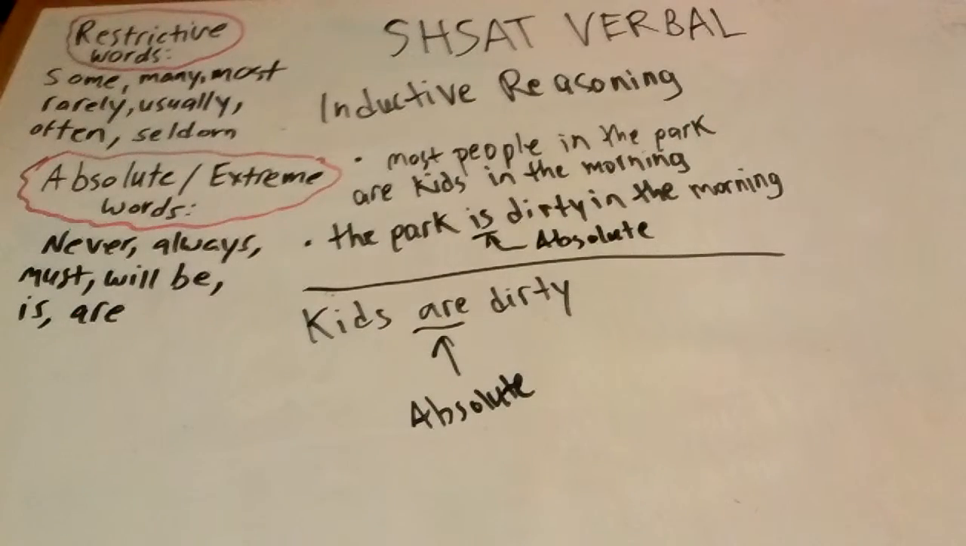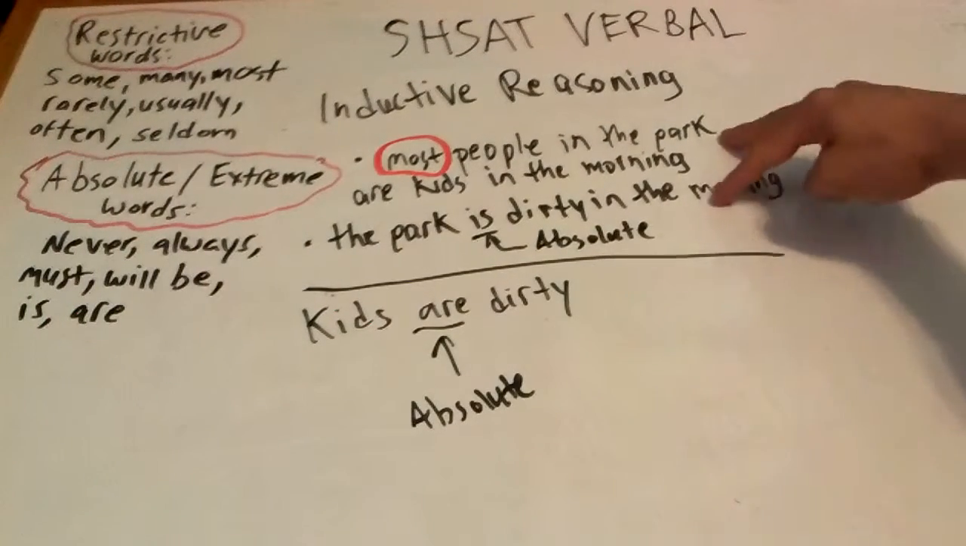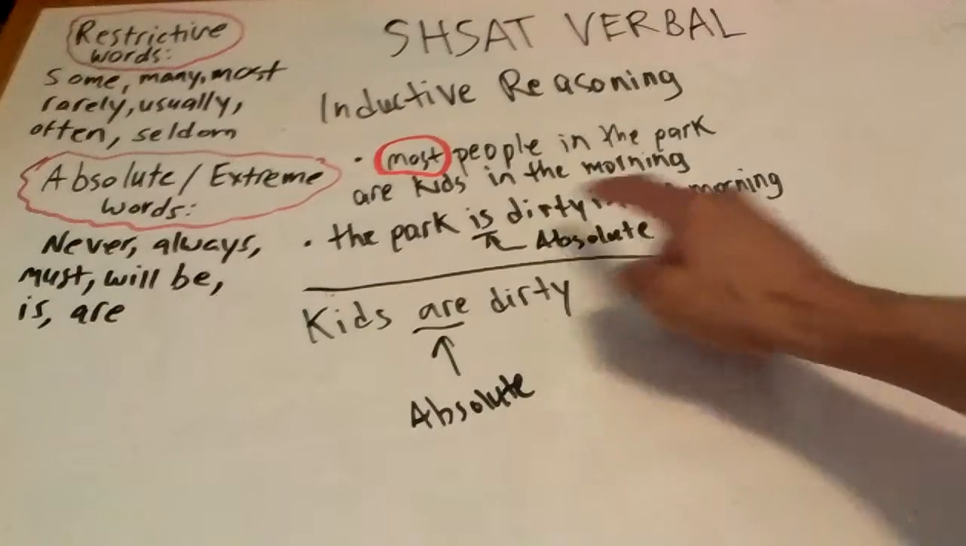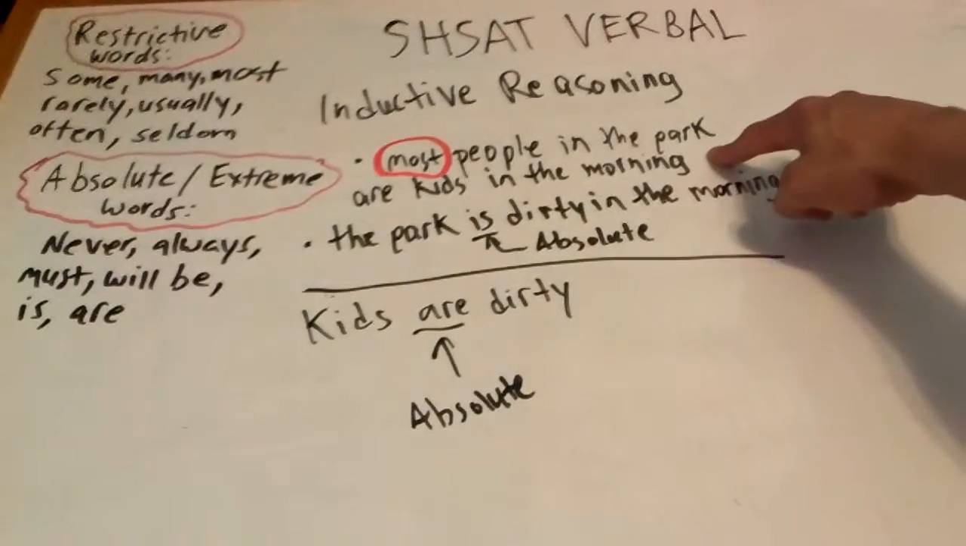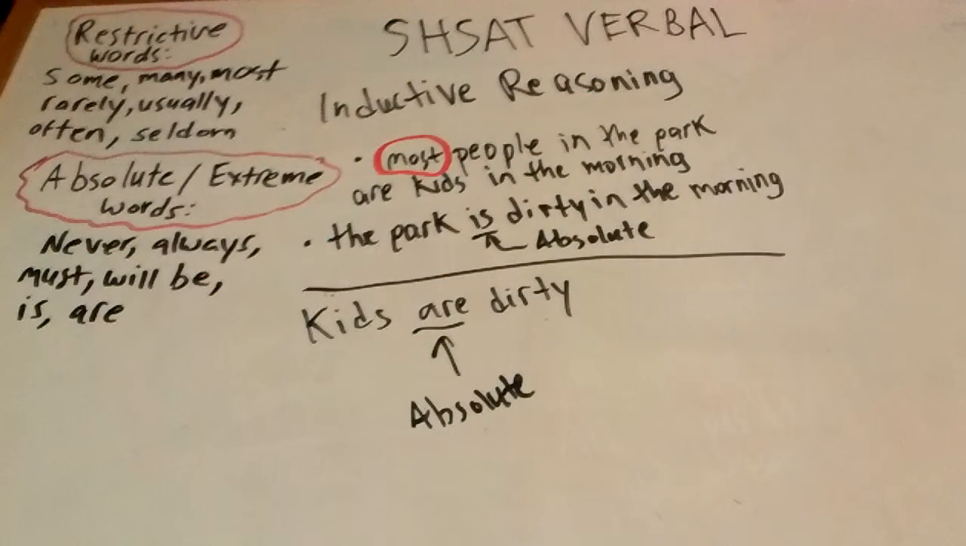But of course, we run into a problem. And it's this. It's the word most. When you combine sentences, you have to be careful. Because some of them might contain absolutes, like this one does. But some of them might not. This one here does not contain an absolute. It has a restrictive word in it. That restrictive word lets you know that not all the people in the park are kids. Some of them are adults. And so, if the park's dirty, it might be because the adults are dirtying it. Of course, it can be because the kids are dirtying it too. Or it could be the case that the park was already dirty. Perhaps a dump truck flipped over and all the garbage fell out of it, right?